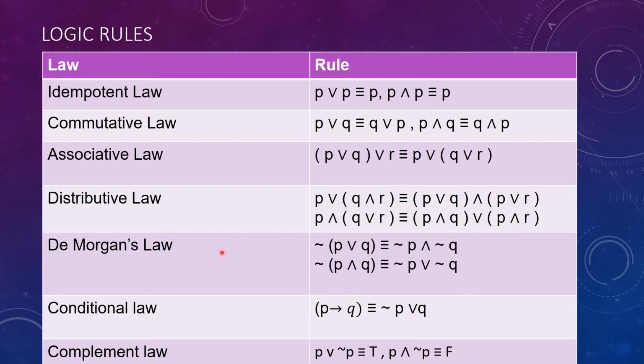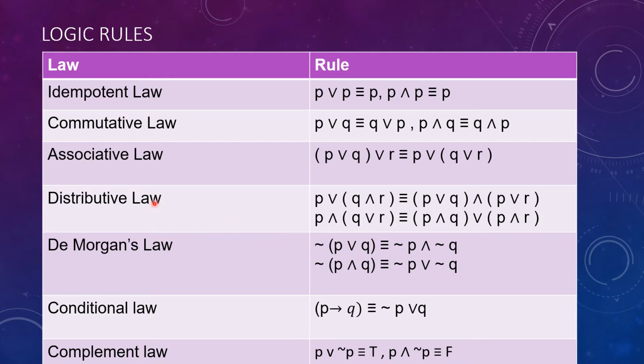Okay. De Morgan's law we have already studied, that is, negation of P or Q is equivalent to negation P and negation Q. Negation of P and Q is equivalent to negation P or negation Q.